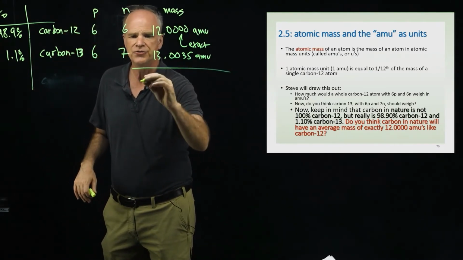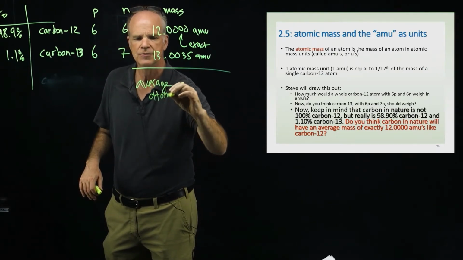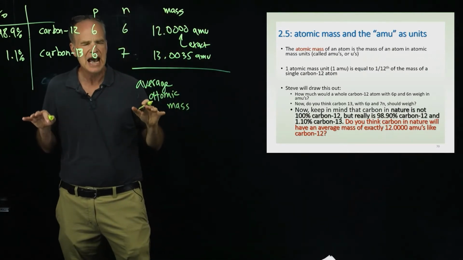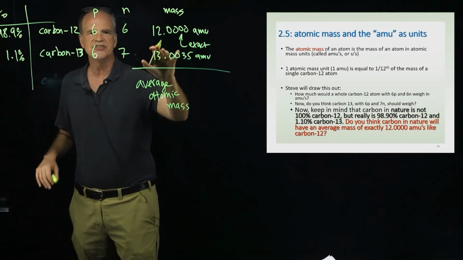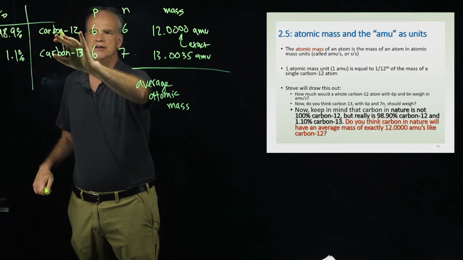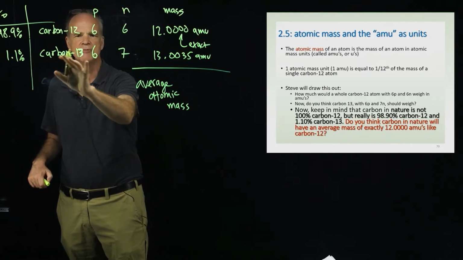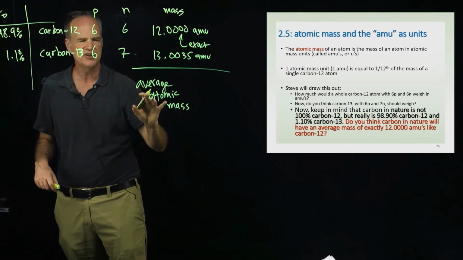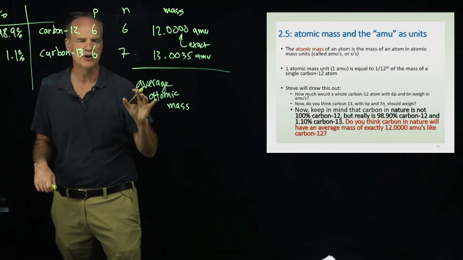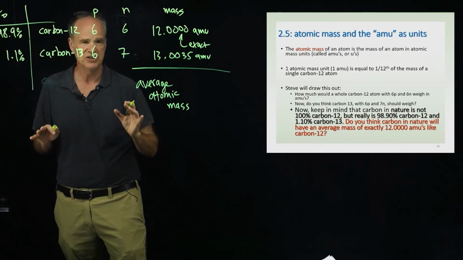So what we're trying to do is figure out the average atomic mass of carbon. One question to ask yourself is this: would the average atomic mass of carbon be exactly the same as the atomic mass of carbon-12? And the answer is no, because we have a little bit of the heavier carbon-13 mixed in. So we would not expect the average atomic mass of carbon to be exactly 12.000. It's going to be a little bit more than that. But the question is, how do we figure out how much more it is?